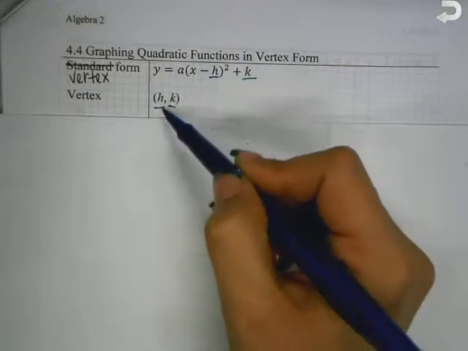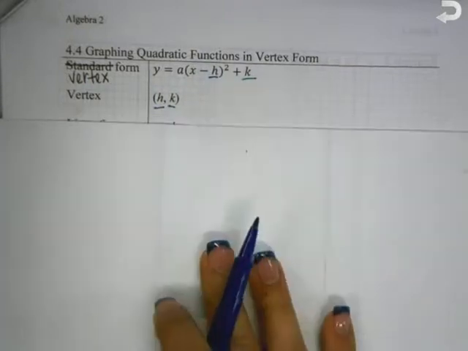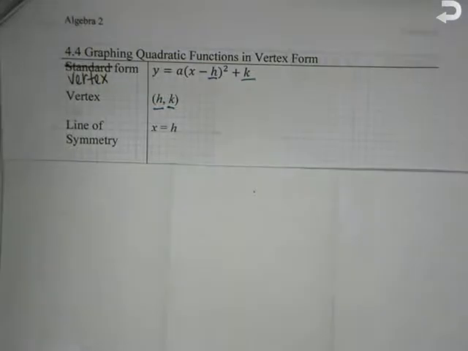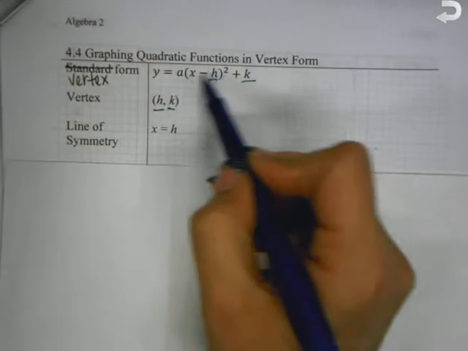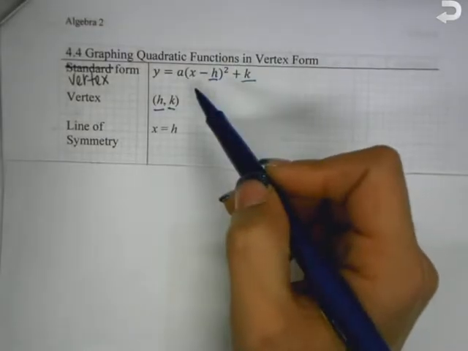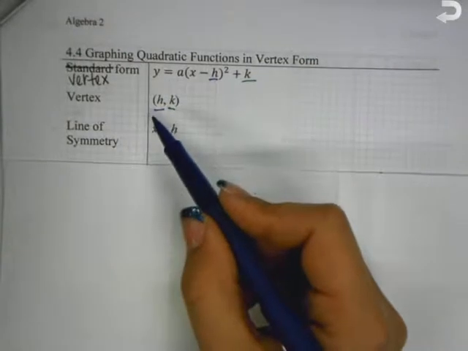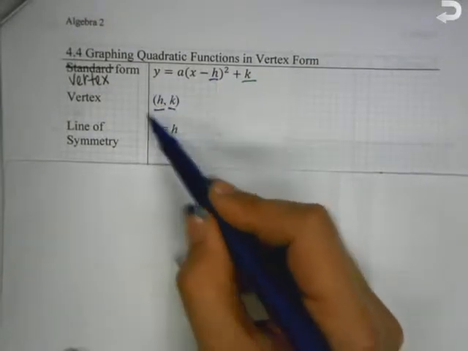Okay? Line of symmetry, when it has a minus in between, we don't have to change it. Our line of symmetry is going to be the same as what it was in standard form. X equals whatever that h term is. So whatever the x coordinate of the vertex is.